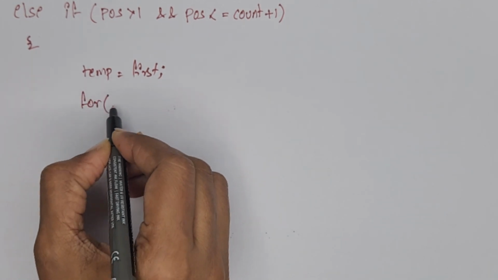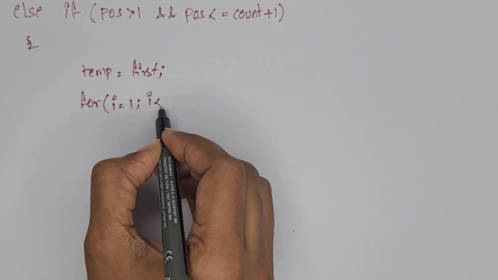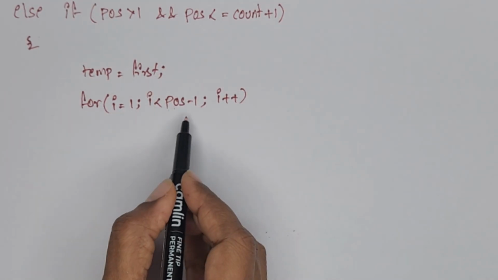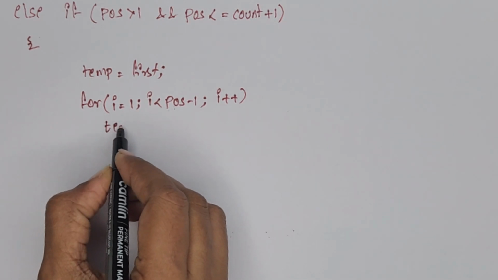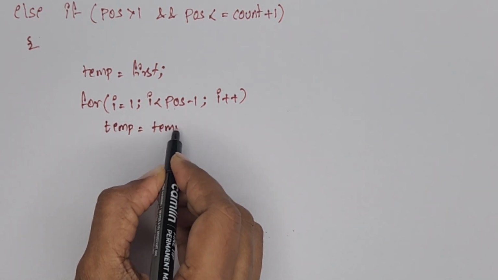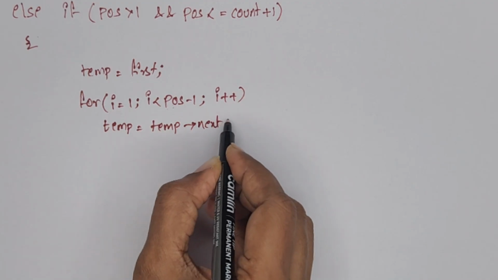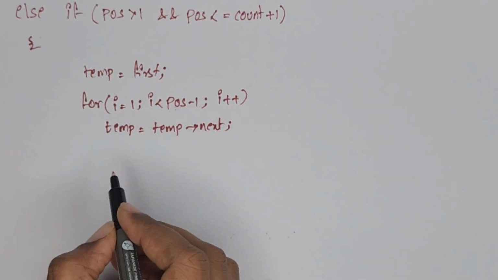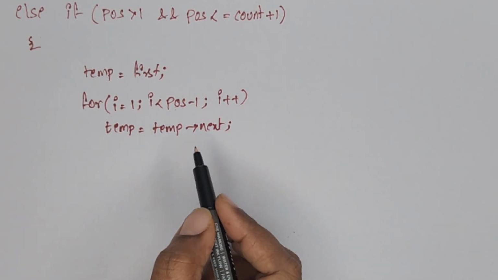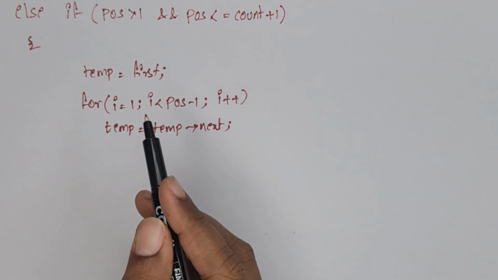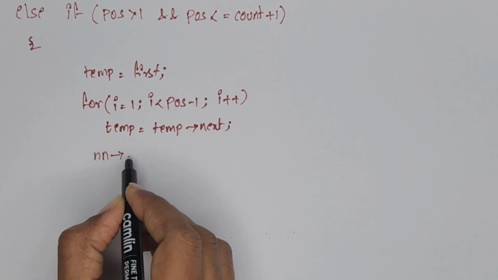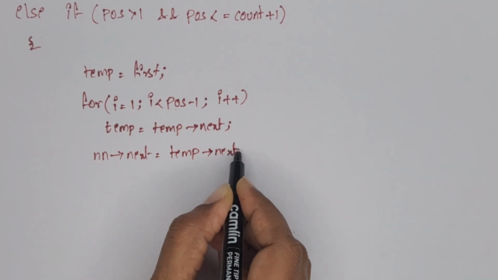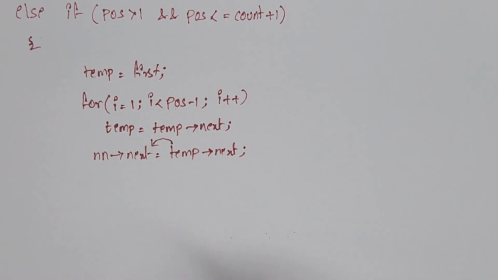Using a for loop, I am moving: i equals 1, i less than position minus 1, i plus plus. We have to move from 1 to position minus 1. So temp equals temp of next. Every time, the next node becomes temp. Like this you can move. After moving, after temp we have to add the new node. So new node of next equals temp of next.